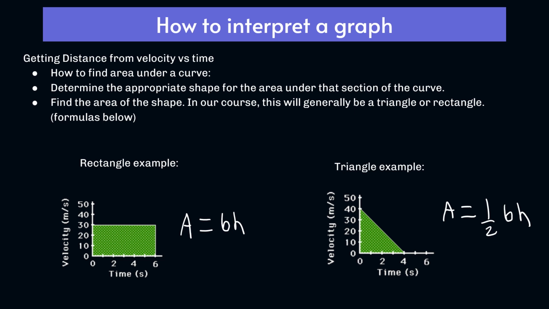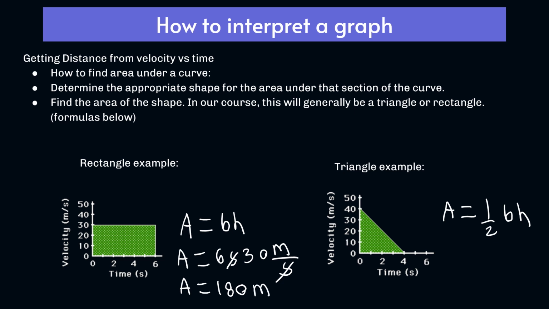If I plug in what I have here, let's just go through and do this to show it. My base here is 6 seconds, and my height in the rectangle example is going to be 30 meters per second. When I multiply the two numbers together, I get my new number here. So 6 times 30 is going to give me 180. Then I'm also going to multiply the units together. If I'm looking at my units, I have seconds on top, seconds on the bottom. So my seconds cancel, and I'm just left with meters.